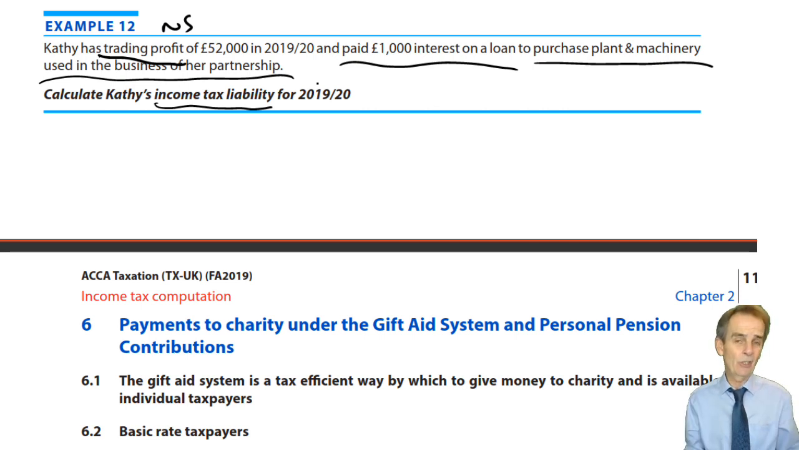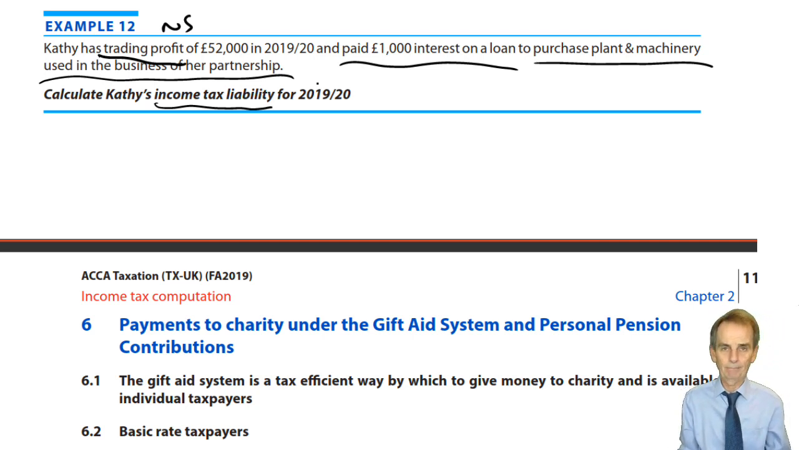Now, I'm going to get you to have a go at this one. There's only one source of income. It's non-savings. You don't even have to worry about doing a non-savings and a total column. They're one and the same. Obviously, the answer will show that. But you can see, you've got a trading profit of 52,000. No other income. So your total income is 52,000.